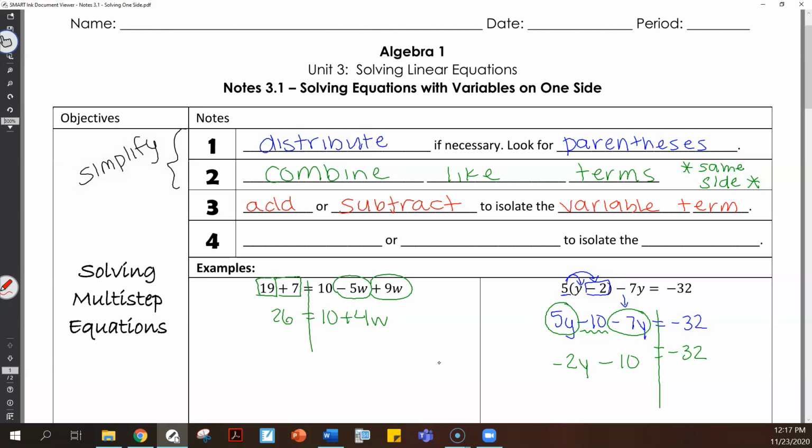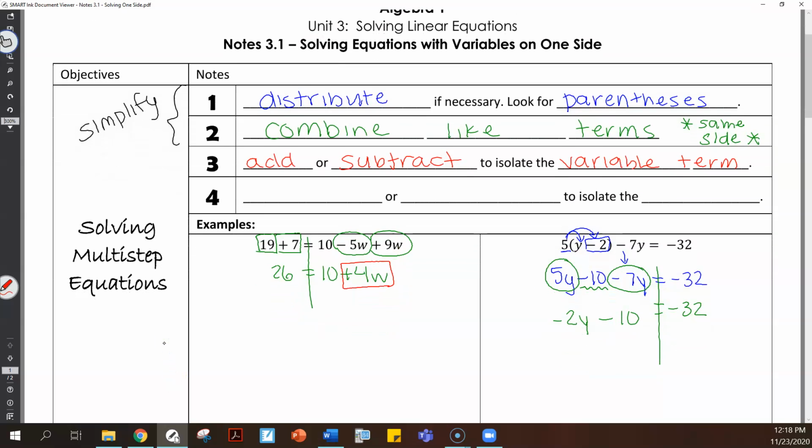Now, the variable term is your variable and anything that is connected to it or directly touching it. So in this first example, w is my variable, but my variable term is plus 4w. The 4 is touching the w, the plus sign goes with the 4, so the whole thing, plus 4w, is your variable term. Now, I want that to be by itself on one side of the equal sign. Right now, it's not, because this 10 is keeping it from being alone. So I'm going to get rid of that 10 using what we call inverse operations.